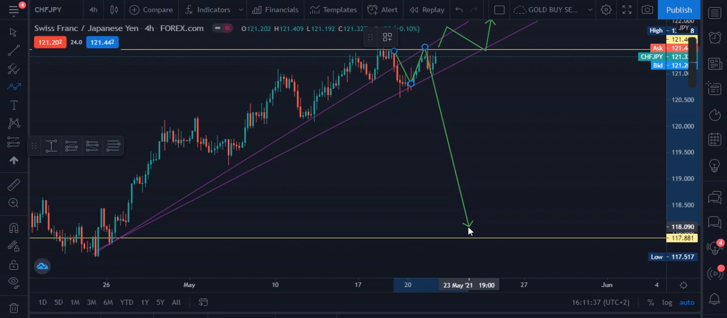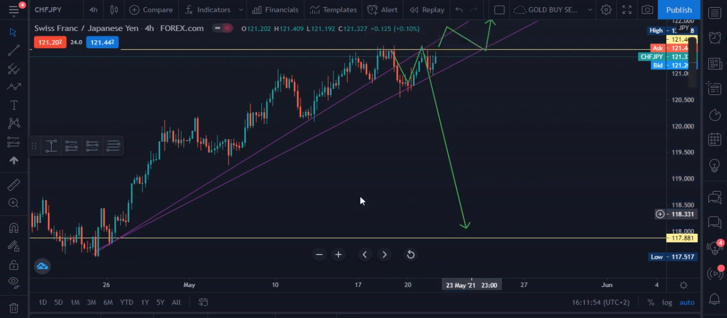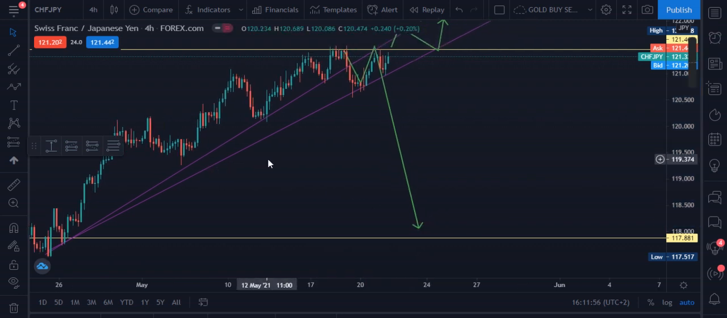Is that possible? Anything is possible when it comes to forex. Therefore, we're not supposed to be market makers. We're only supposed to react to what the market does. So if this happens, I'll be willing to go in for a sell, but only if I have confirmation. Remember, it's not about confirmation, it's not about confluence.